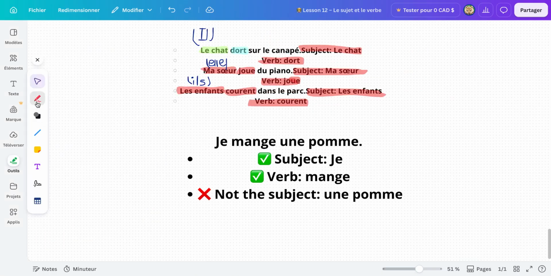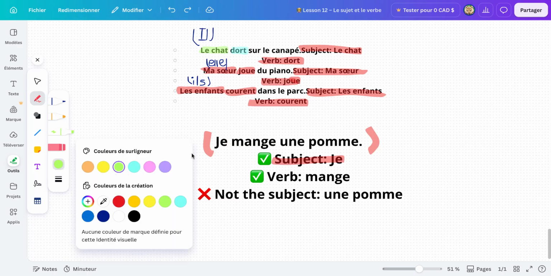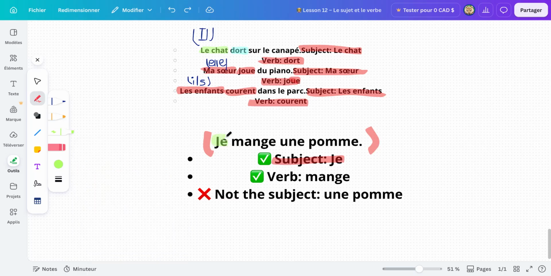Let's use a highlighter. We have "je mange une pomme." The subject is "je." It's literally who's represented in the whole sentence. Let me just use a different color so it doesn't mess you guys up.